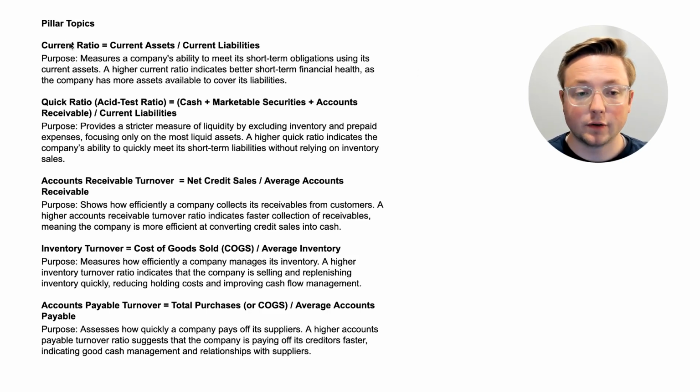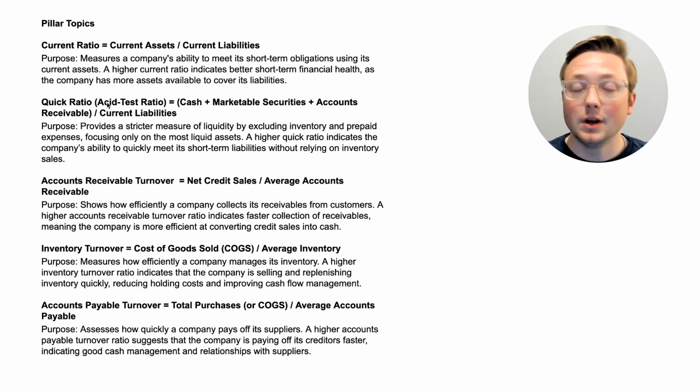Let's go over the current ratio first. Remember, the current ratio is current assets divided by current liabilities. What's the point of the current ratio? It measures a company's ability to meet its short-term obligations using its current assets. A higher current ratio indicates better short-term financial health as the company has more assets available to cover its liabilities. That's a pretty common one. You've probably seen that in your normal accounting job potentially.